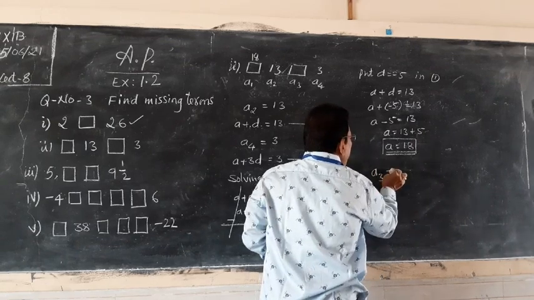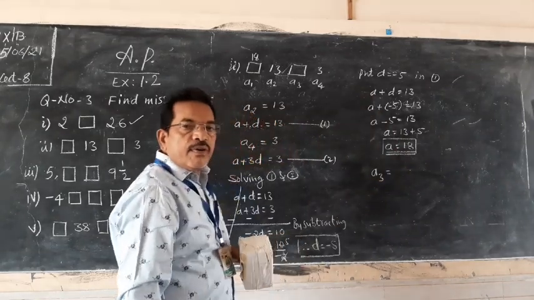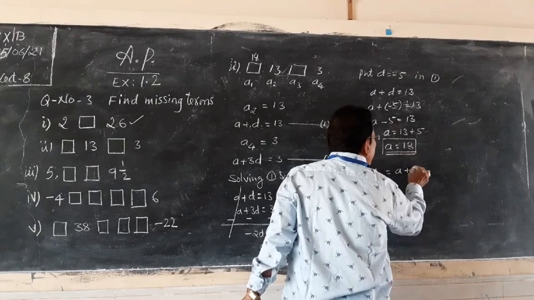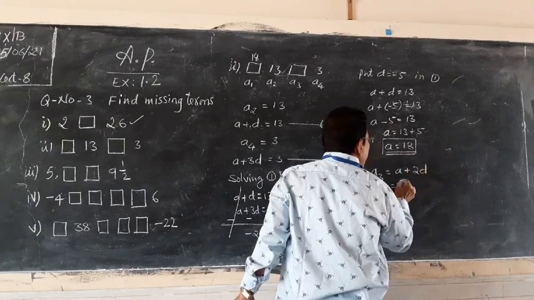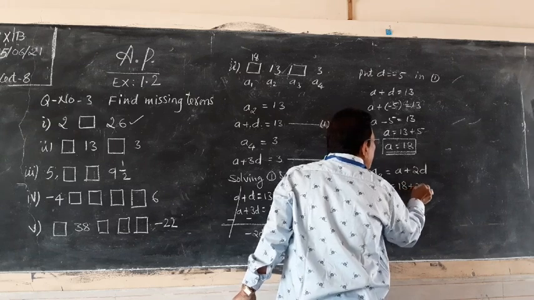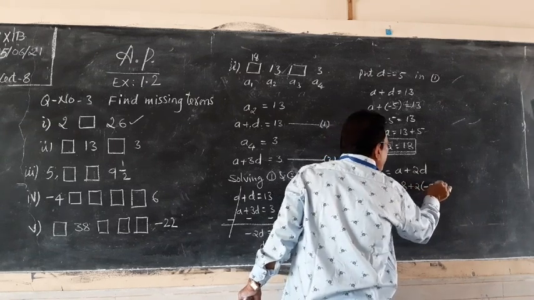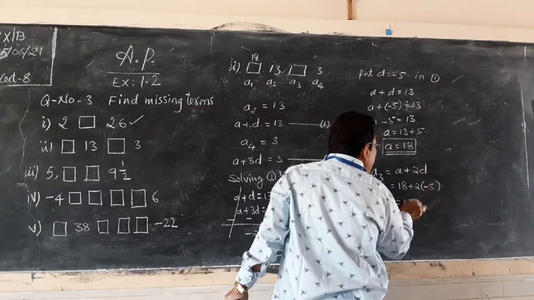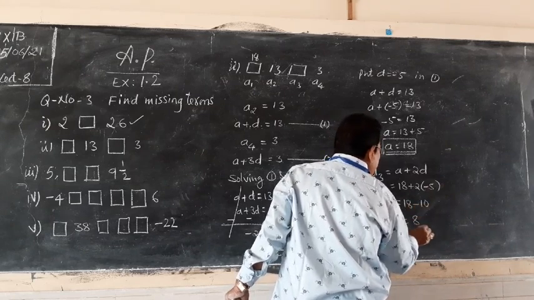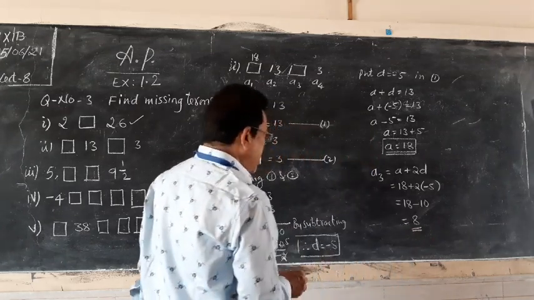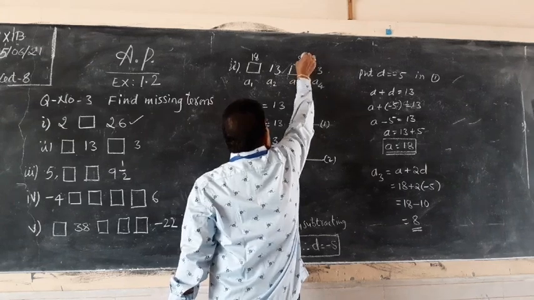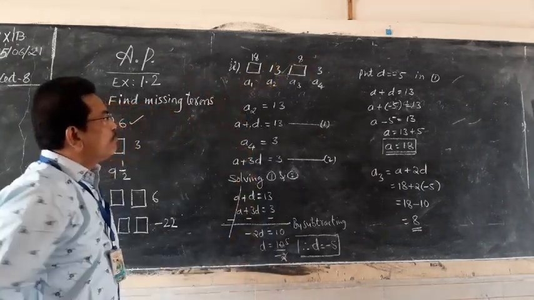a3. What is the meaning of a3? a plus 2d. We know that a equals 18 plus 2 into d, minus 5. 18 minus 10, that is equals 8. The missing terms are 18 and 8.